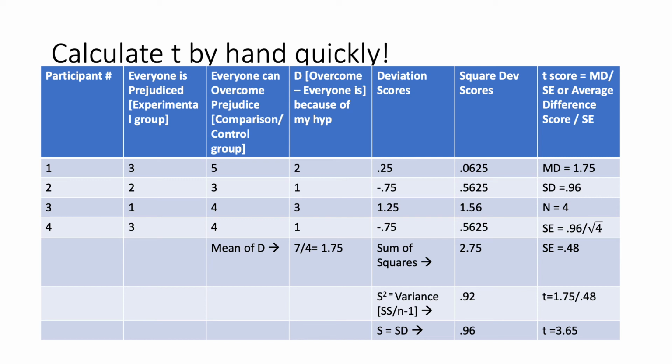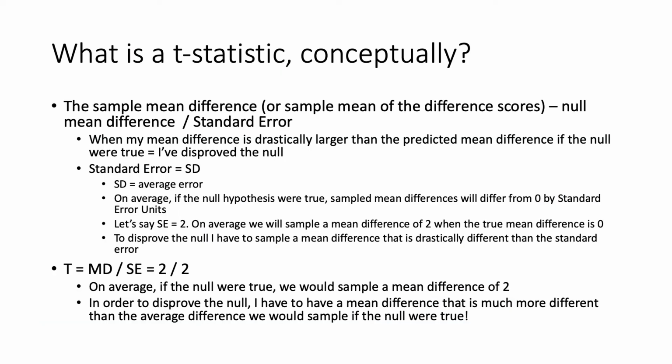That is the exact t-score we calculated from SPSS. And that's how you do it. But why would you do this? How many errors could you make in this process? Definitely doing it by hand doesn't make that much sense, but I want to show you where it's coming from. So what is the t-statistic conceptually?